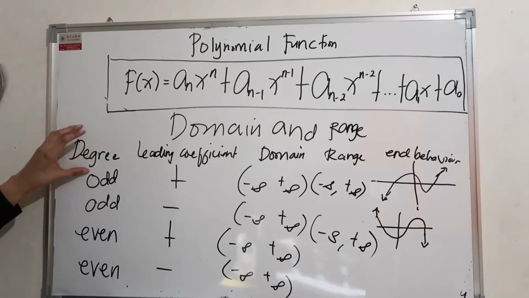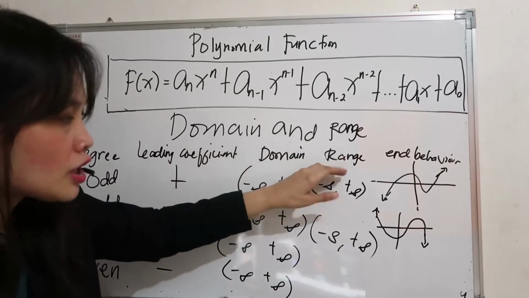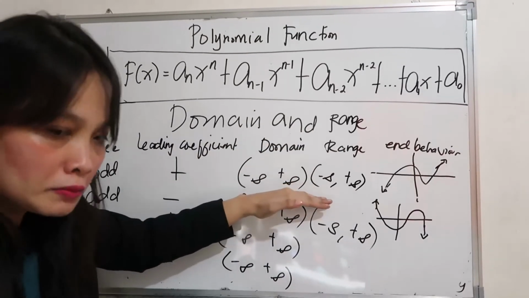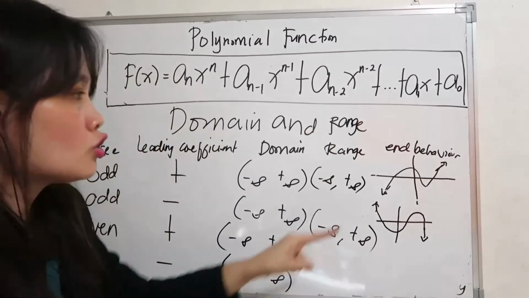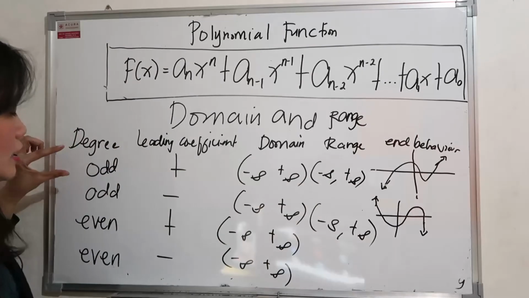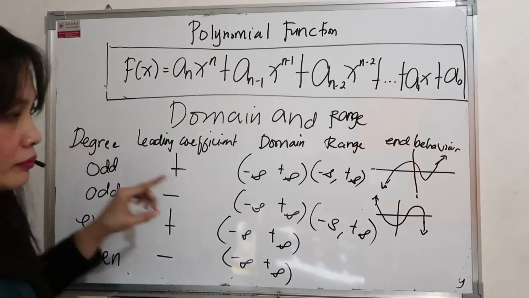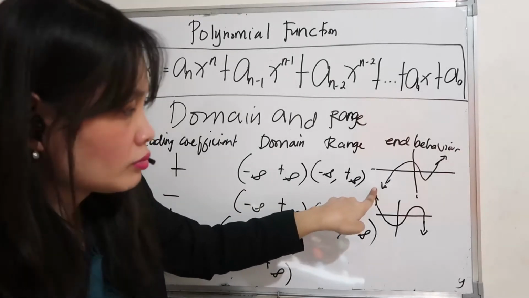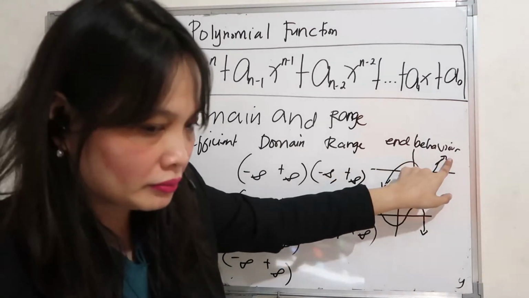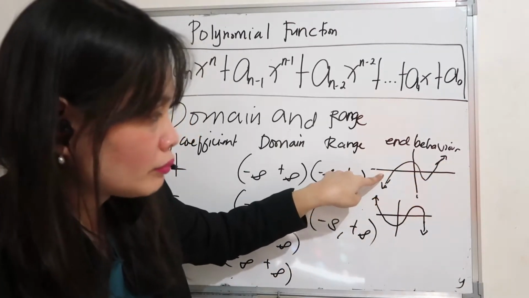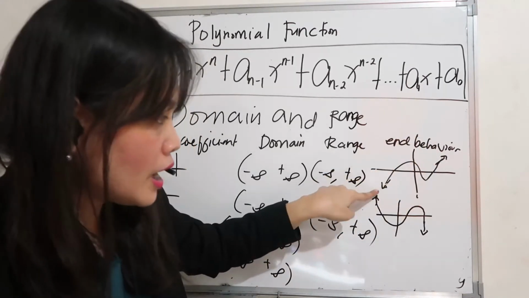If the degree is odd and then the leading coefficient is positive, the domain and range are both the set of real numbers. So what is the end behavior? The starting and ending point. The end behavior of a polynomial function with a degree which is odd starts in the third quadrant, going to the first quadrant. Okay? Left falls down, right up.